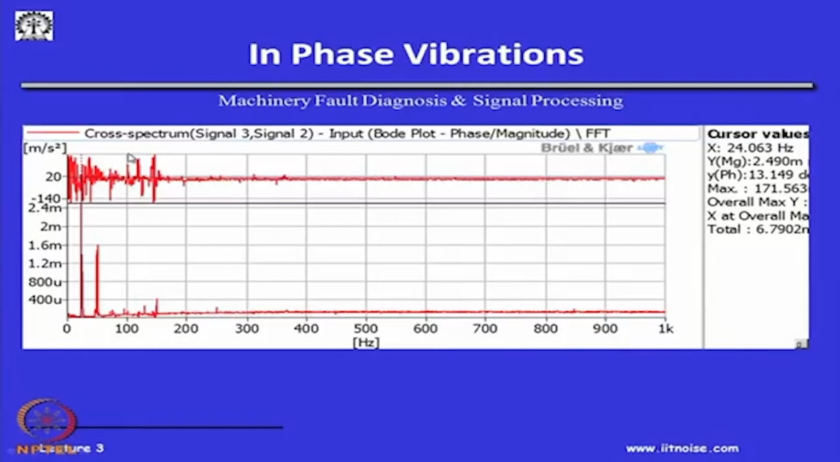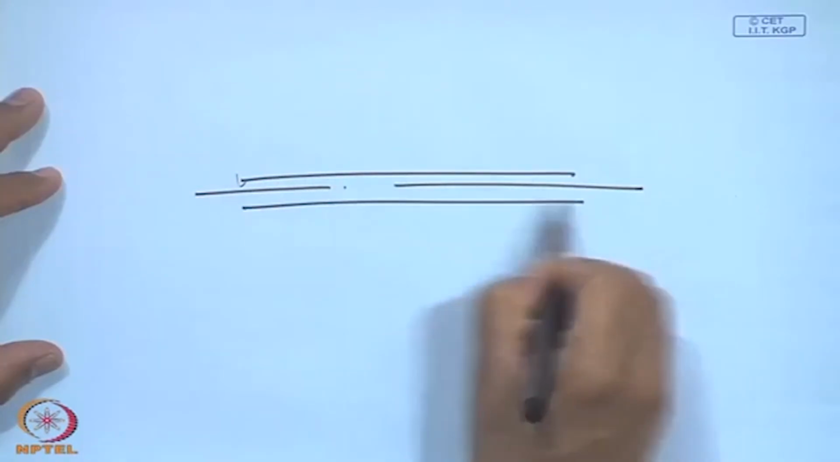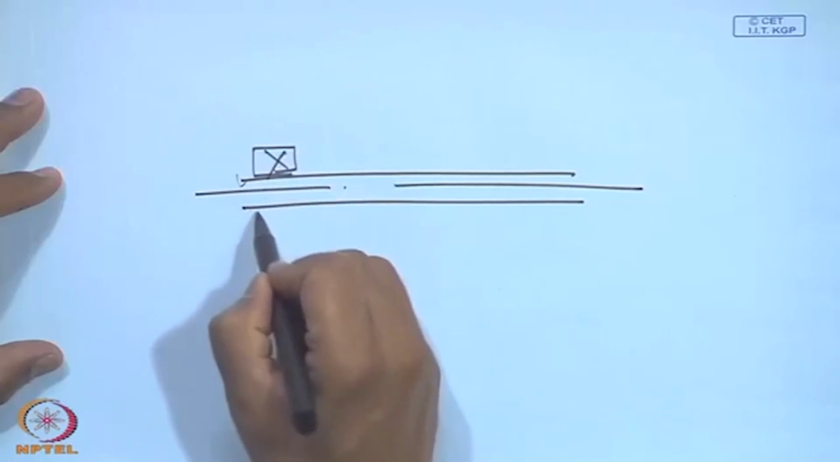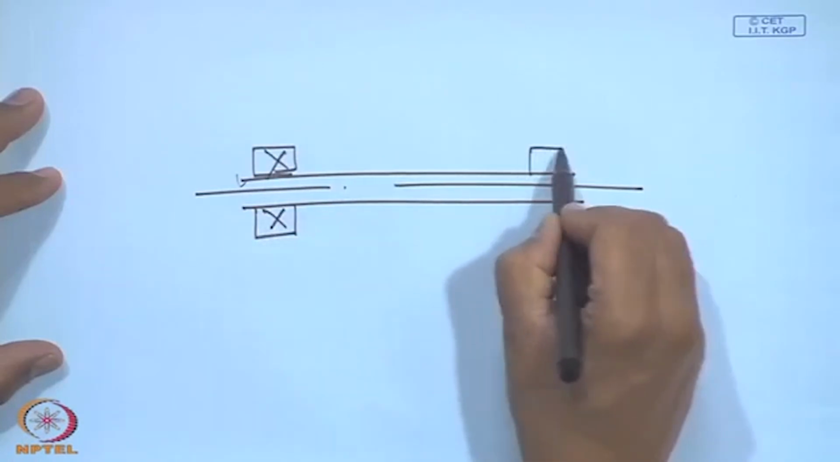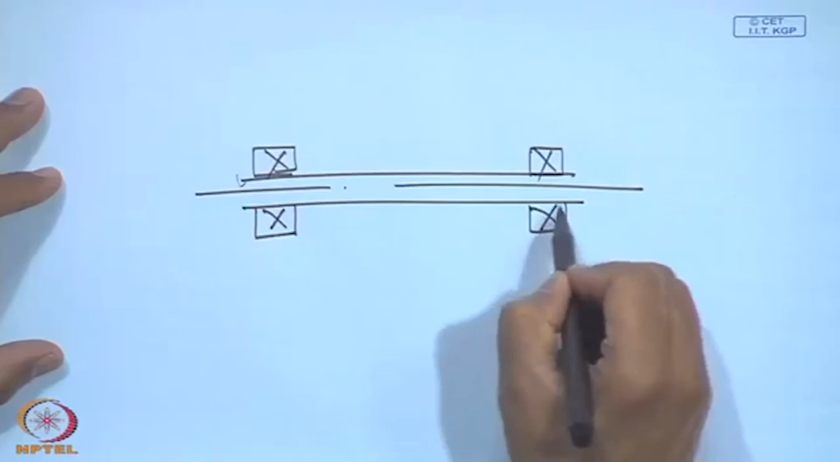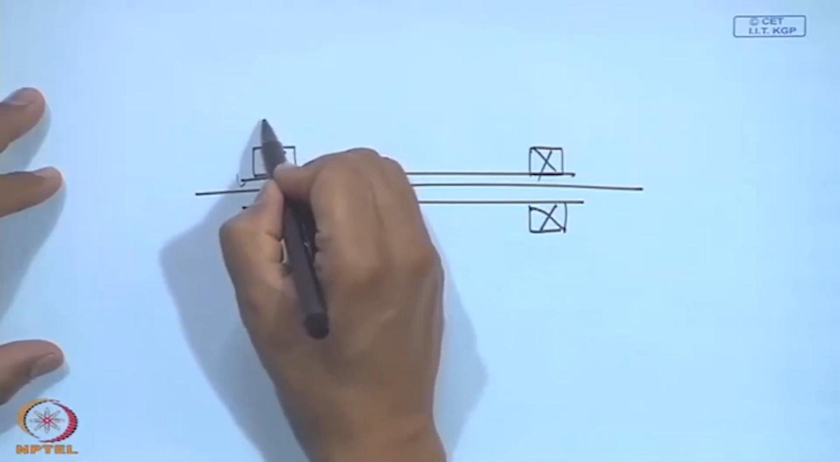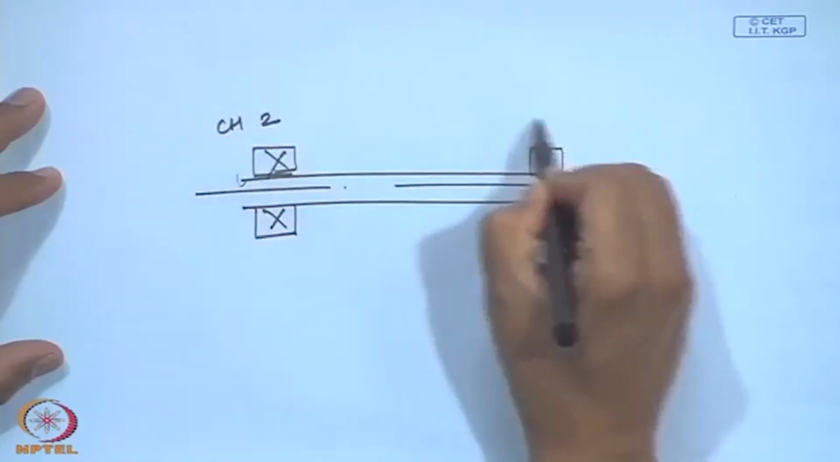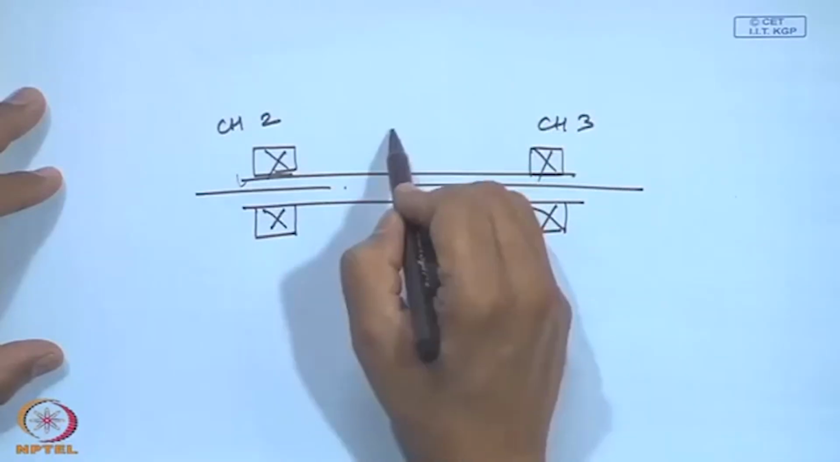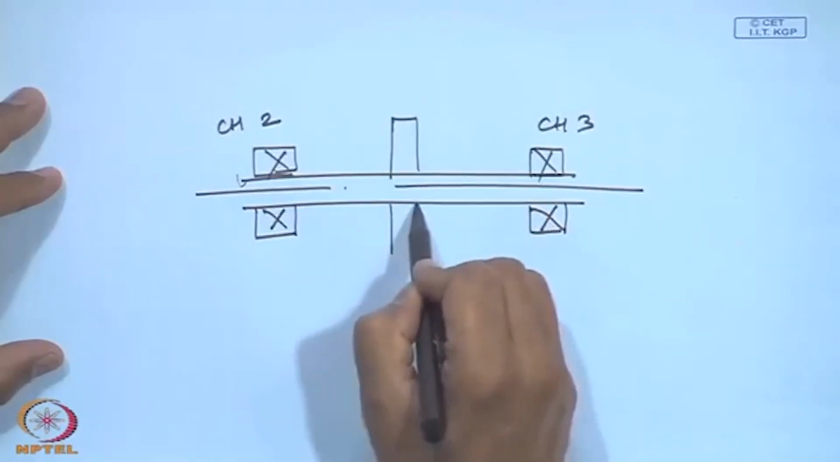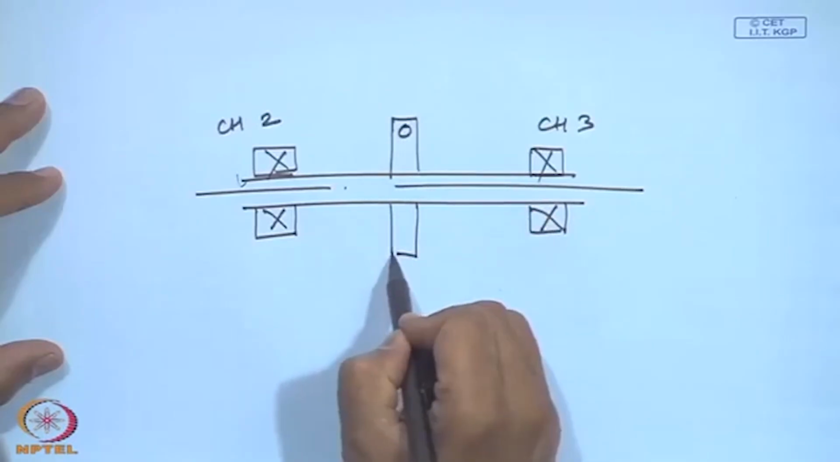Now, you see we measured signal 3 from one accelerometer, signal 2 from another accelerometer, which you have mounted. Maybe if I go back and try it here again. Okay, this is my channel 2, channel 3, wherein we have a disk. I will show you a picture of this setup in the next class.